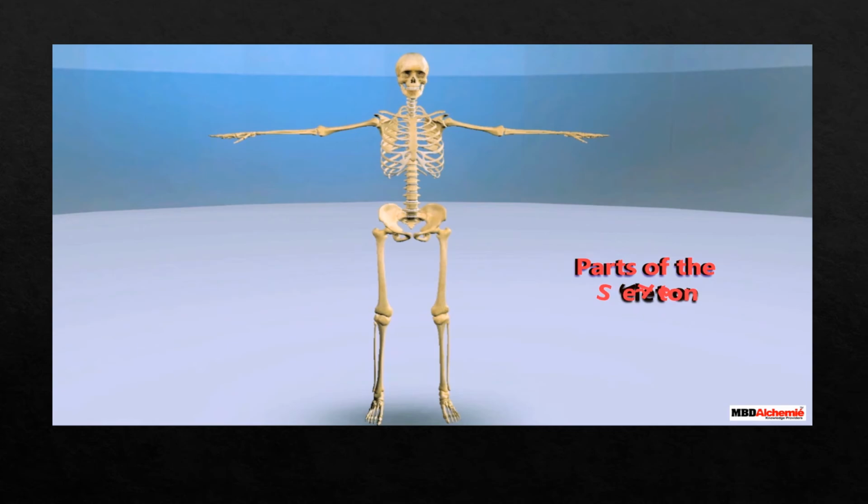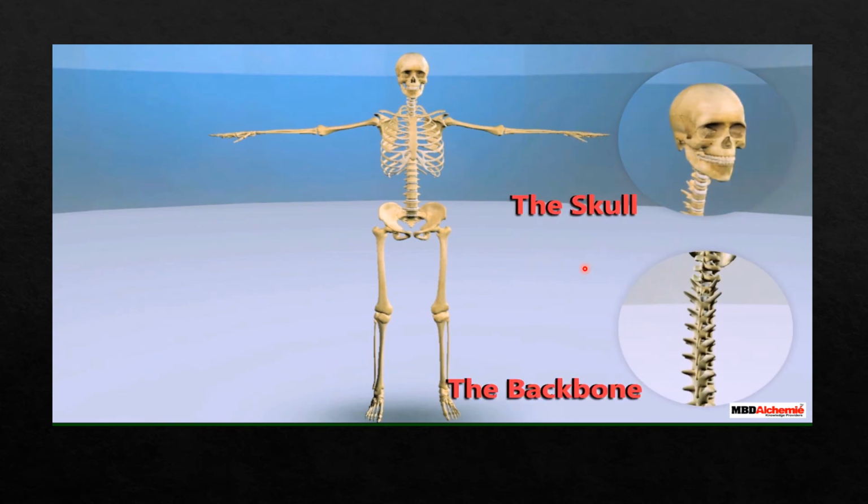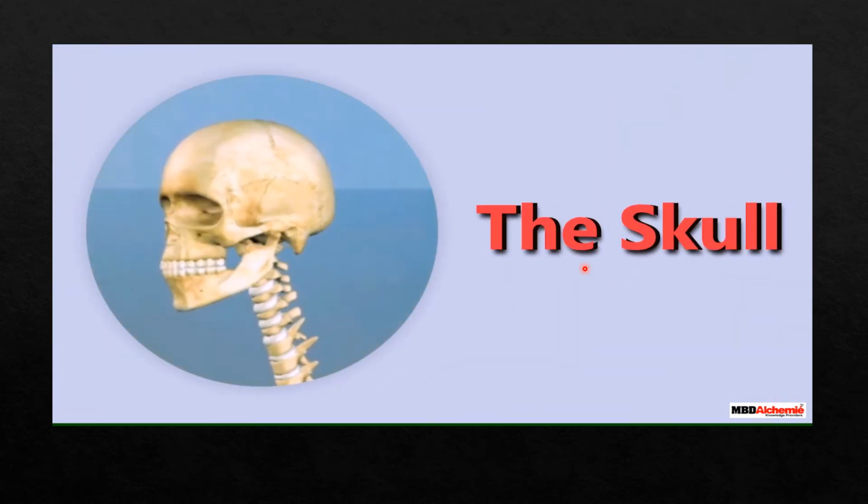Now this is a small video you can see on the skeleton. Now these are the parts of a skeleton. There are four parts, mainly the skull, the backbone, the rib cage and the limbs.